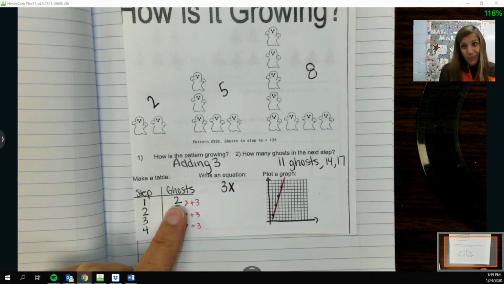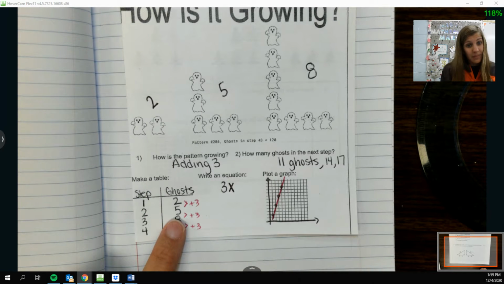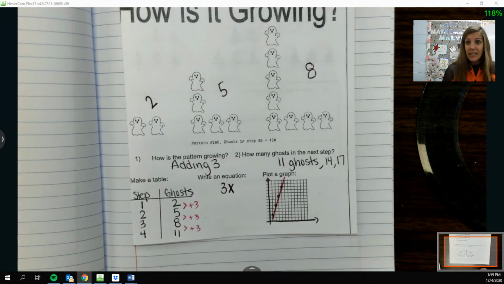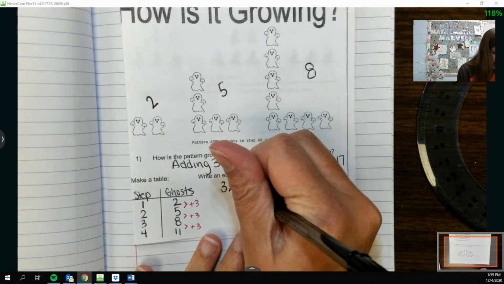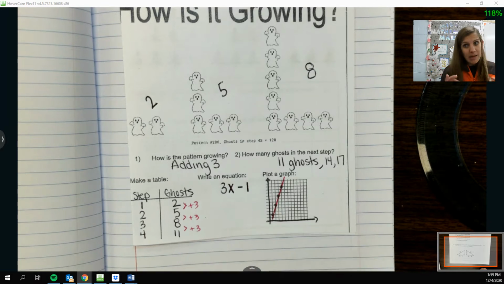It's not 2. And 3 times 2 is 6. It's not 5. But each of those, if I took one off, I would have it. So if I subtract 1, I think it'll work now. So it's a little bit of trial and error.